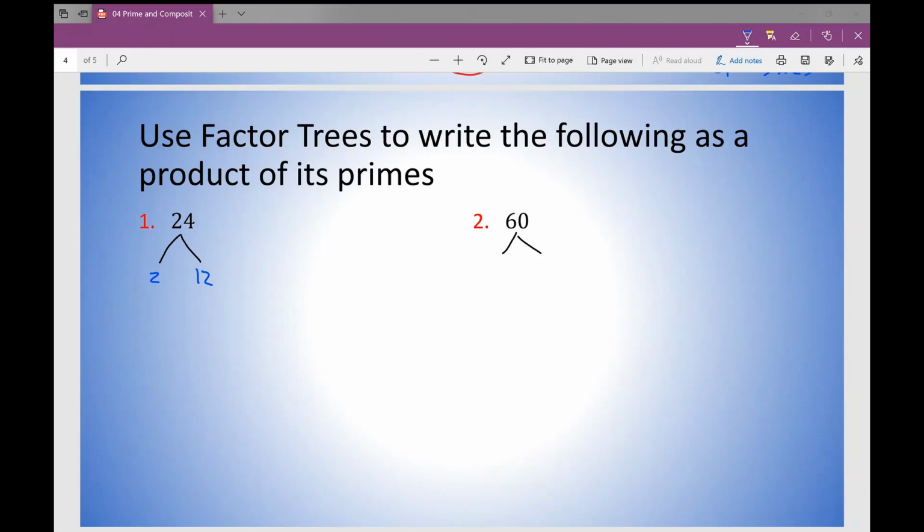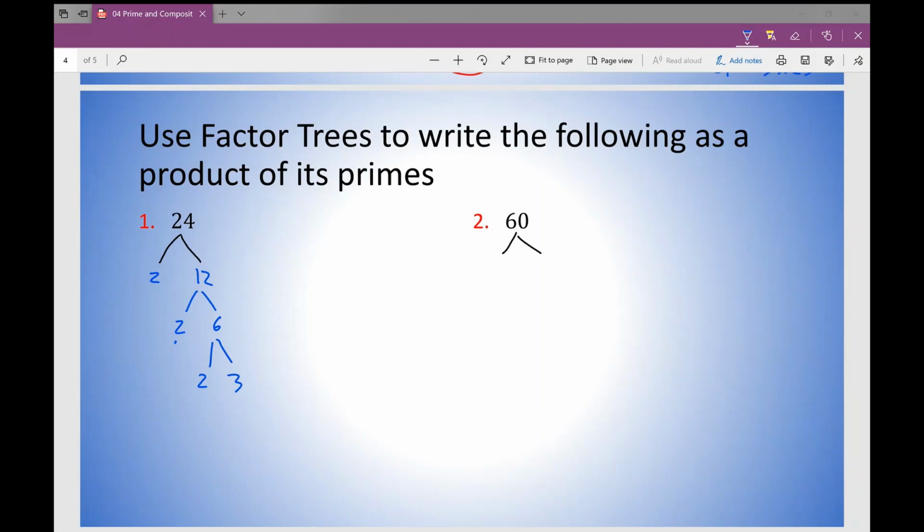Okay, 2 we can't break up anymore, but 12 we can. We can break 12 up into 2 and 6. Remember what that means is that 2 times 6 equals 12. Now we've got another 2 here which can't go any further, but we can break 6 down into 2 and 3. Remembering that this means 2 times 3 equals 6.